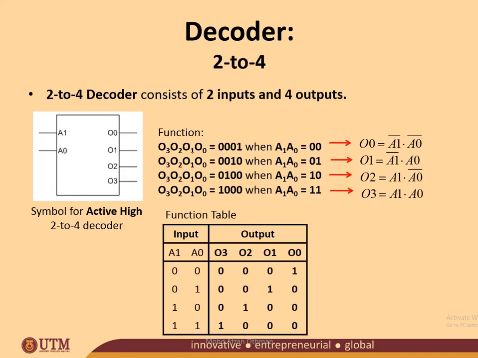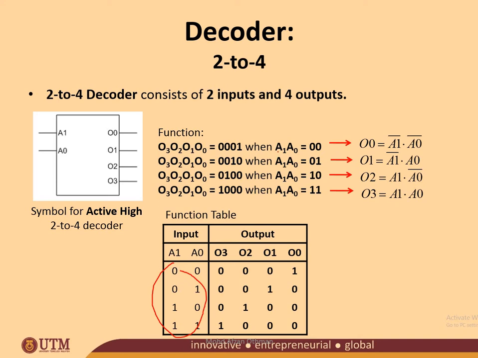So 2 to 4 decoders consist of 2 inputs and 4 outputs. Here are your inputs and this is your output combinations. Because we have 2 inputs, we have 4 possible combinations, and we're going to choose the specified output when we select certain inputs.